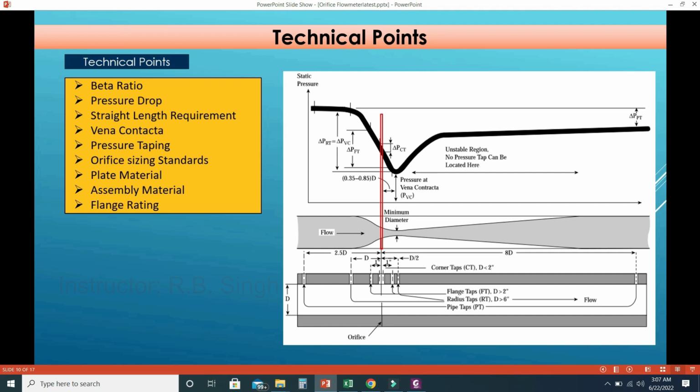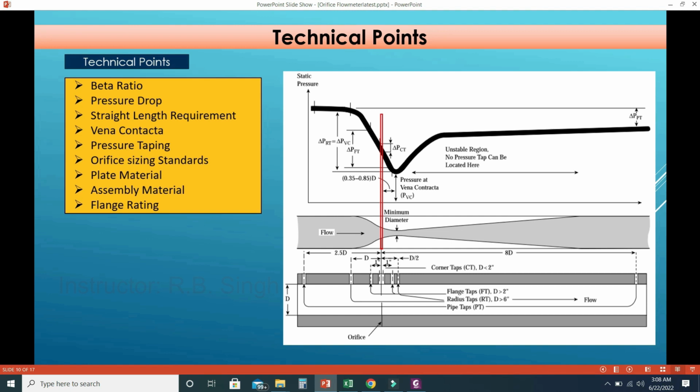If the beta ratio is small, then what happens? The differential pressure will be too high, which means the pressure loss will also be too high. So we will get a higher DP and higher pressure loss. Sometimes the process will not recommend that, because the process always has an allowable pressure loss. Whenever we reduce the beta ratio too much, the calculated pressure loss can cross the allowable pressure loss, which is not acceptable.